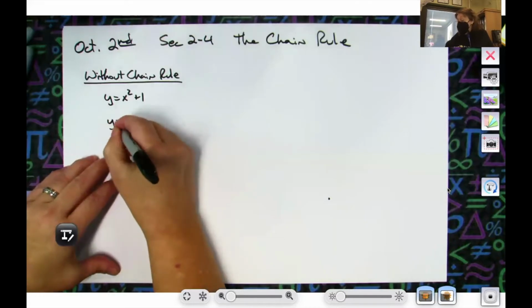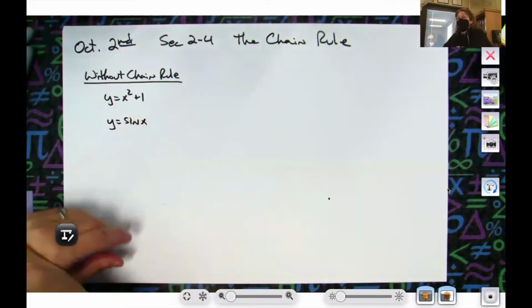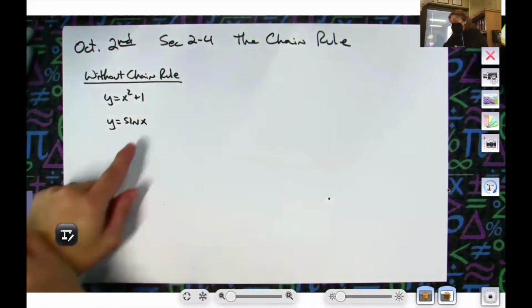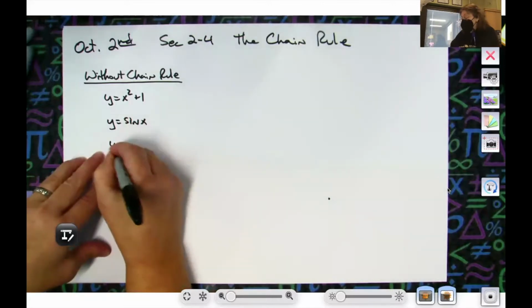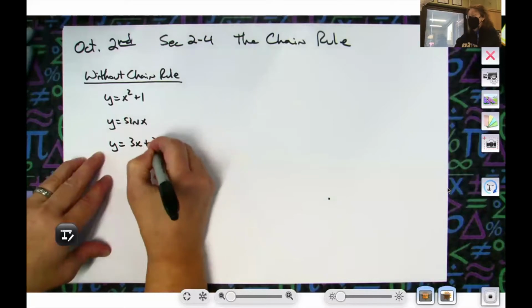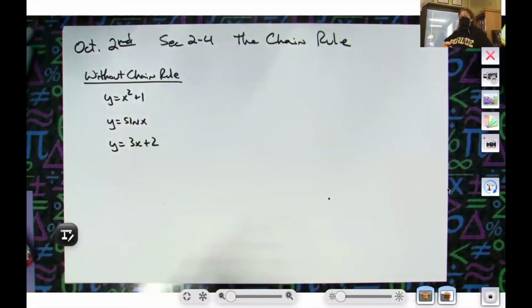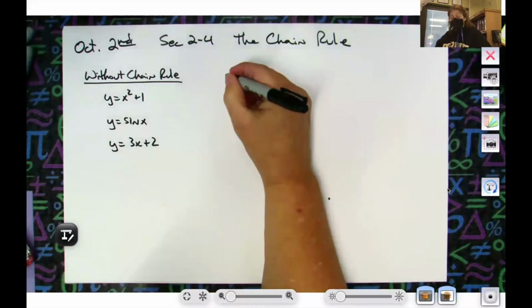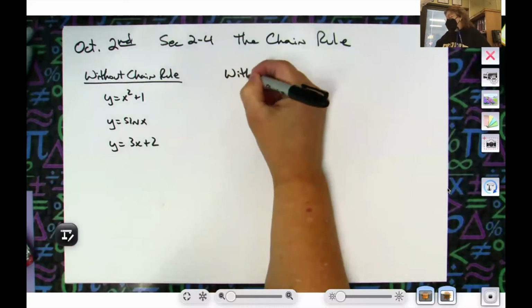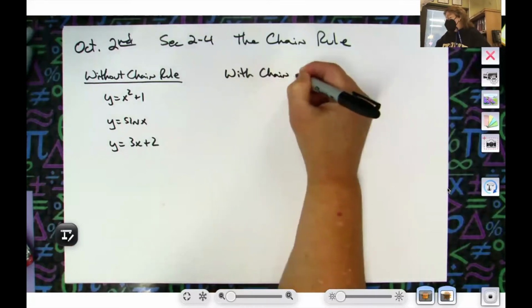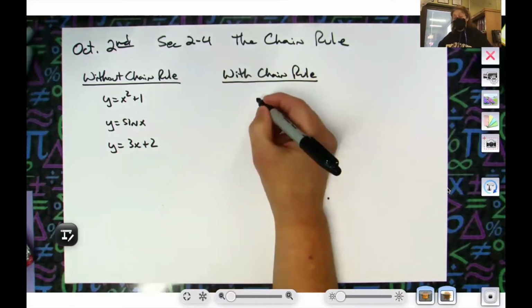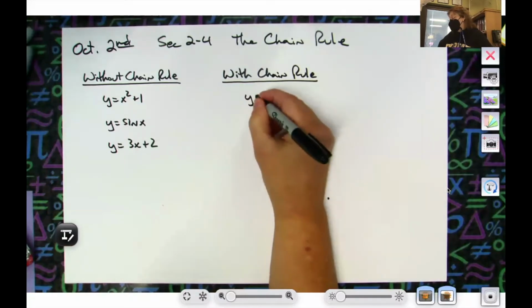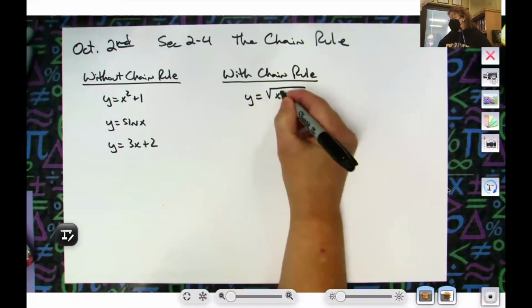We've messed with some trig, but every trig function up to this point has just had an x right there. It's been sine x or cosine x. We've done ones like y equals 3x plus 2. They're just straight functions, not composite functions. But now with the chain rule, we're going to be able to do composite functions, like y equals the square root of x squared plus 1.